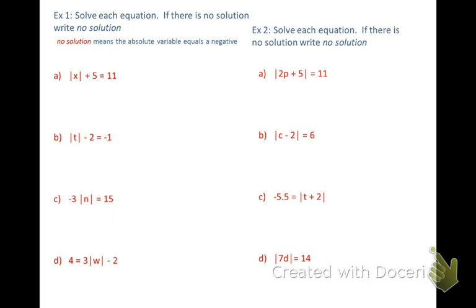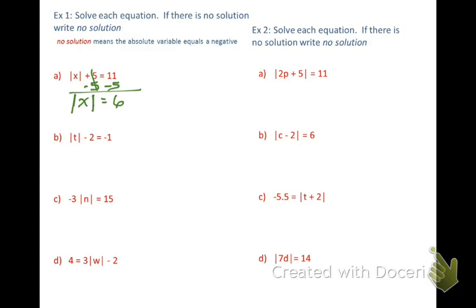So, to do this, you need to get the absolute value by itself first. That's step 1. So I'm going to subtract 5 because I want to get the absolute value all by itself. And so 11 minus 5 is 6. Now, I want to take away the absolute value sign. So that means there are going to be two answers, because what two numbers will get you the answer of 6?